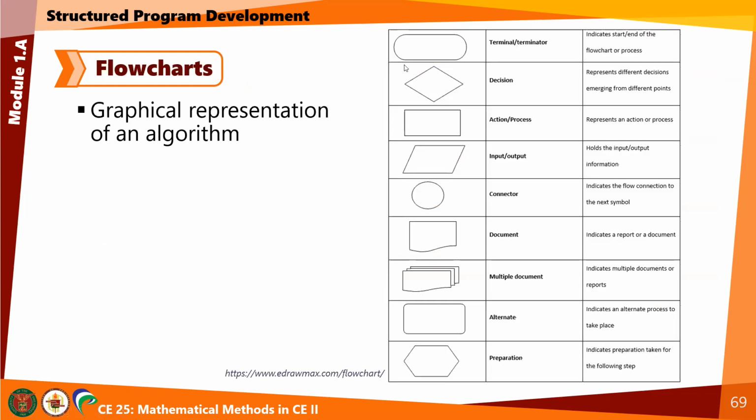Next, flowcharts. If you are using Microsoft Word or draw.io, you will see the elements of the flowchart there. Like this one: terminal, terminator, decision, action, process. So let's discuss this one by one. Or you can just read it.